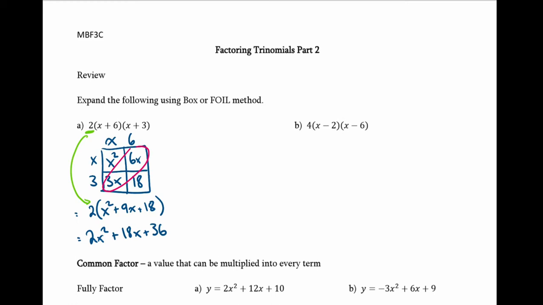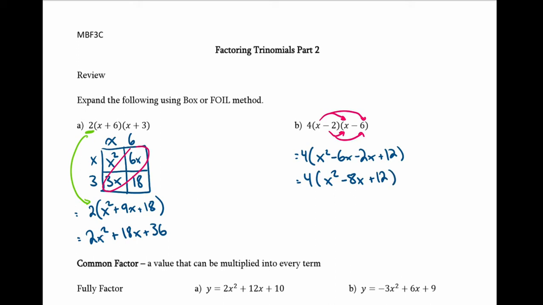In the second example, let's use the FOIL method. I'm going to multiply my two brackets using FOIL. The 4 is still going to stay out front and multiply whatever my answer is. So I have x squared minus 6x minus 2x plus 12. Let me simplify what's in the brackets. We have x squared minus 8x plus 12.